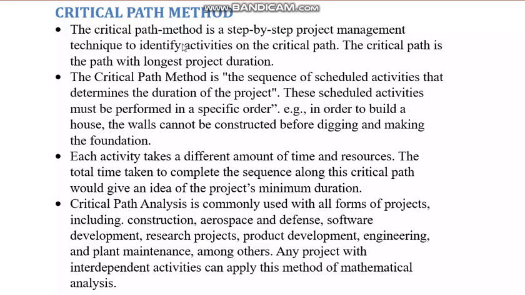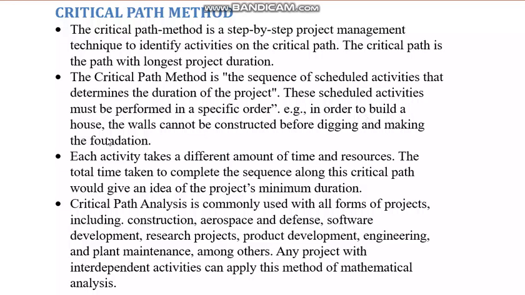And in this there are many activities, and there is something called the critical path, and all the activities that fall under the critical path are the critical activities. Okay, now the sequence of scheduled activities that determine the duration of the project is the critical path method. These scheduled activities must be performed in a specific order. You see, they will have precedence. That means first you should do something, next you should do the second thing, then the third thing, like that.